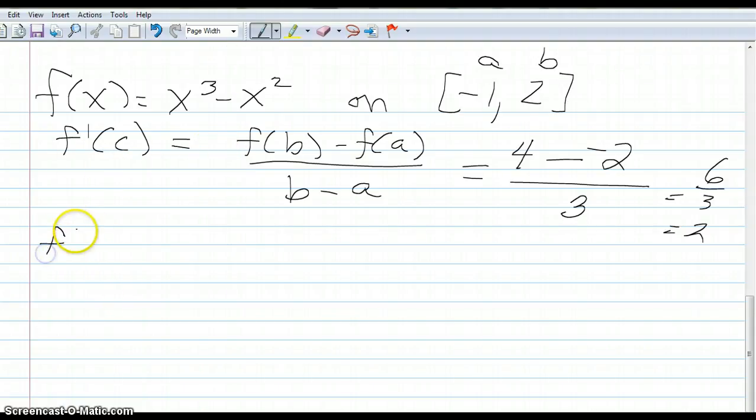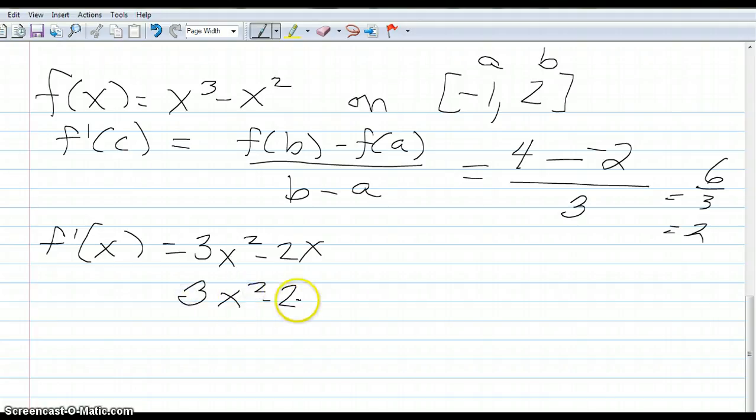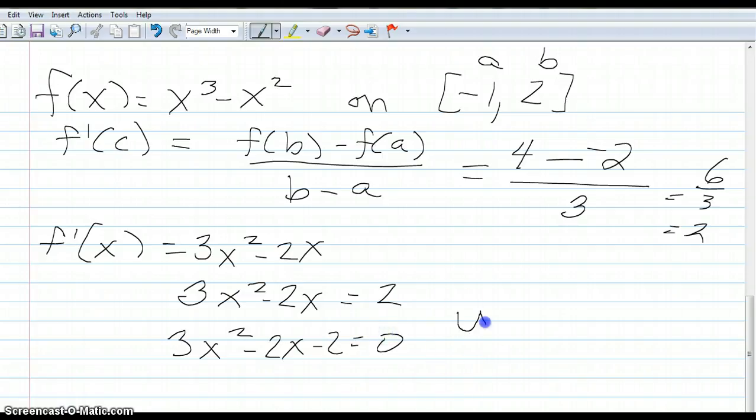So if we take f prime of x, that's going to be 3x squared minus 2x. We want to find where x is. If we set 3x squared minus 2x equal to 2, one way to do it would be to move the 2 over. We'd have 3x squared minus 2x minus 2 equals 0, and then you could use the quadratic formula. So I'll let you do that. This recording's only going to be 15 minutes, so I don't want to spend too much time there.